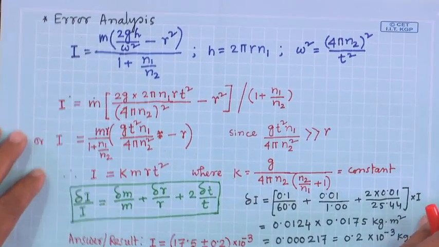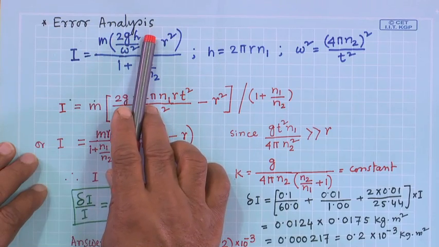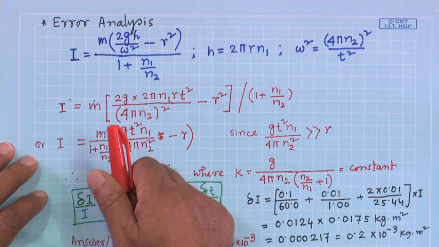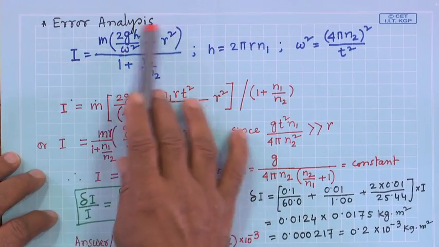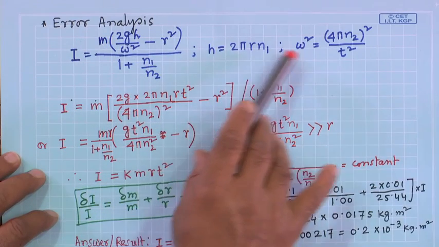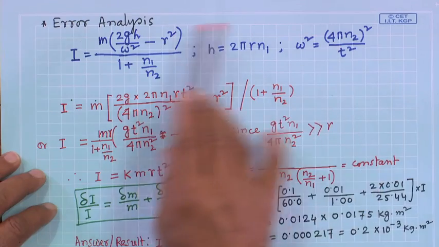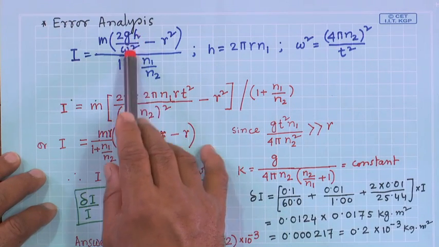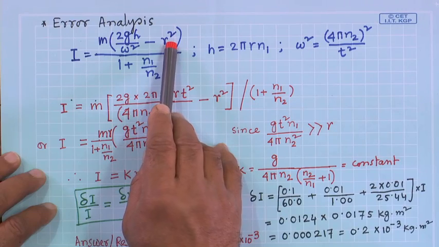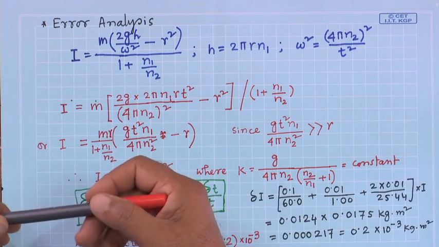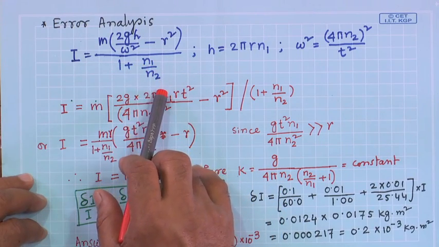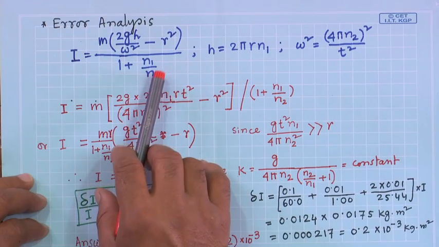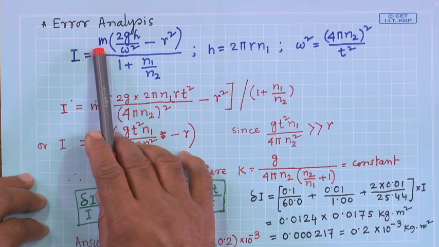So, now error analysis. How to find the expression for error, you are already quite familiar with that. Here I equals this expression, where h is this and omega square is this. So, h and omega square we are not measuring directly. r we are measuring directly. n 1 and n 2 are basically counts, we are not using any tools, so delta n 1 and delta n 2 are 0. So, this part one can consider as a constant, and of course, mass is there.